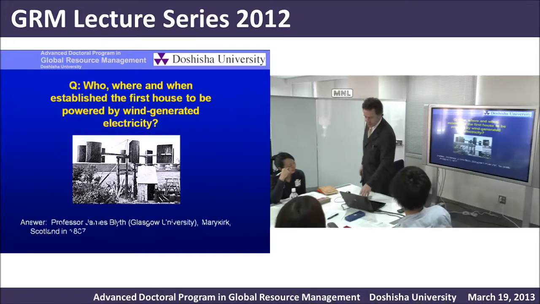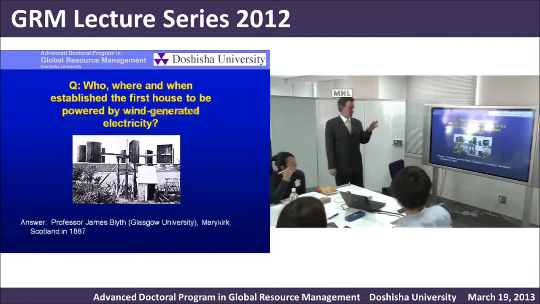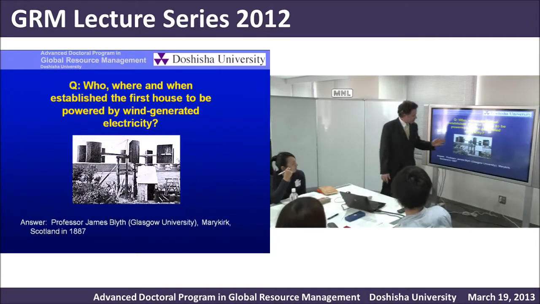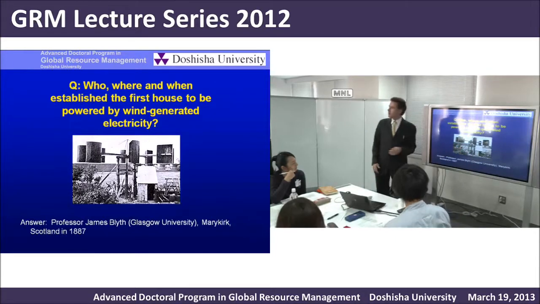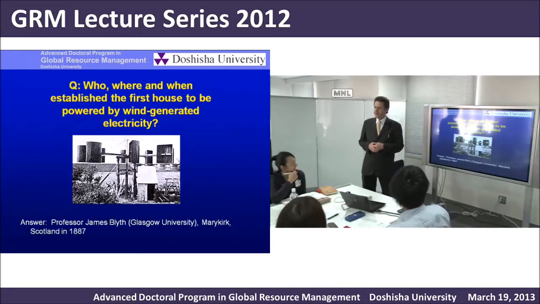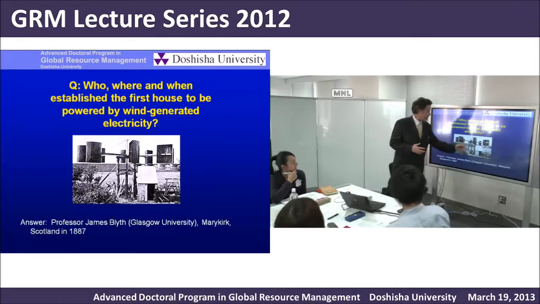And here is a picture of it. It's a black and white photograph from a very long time ago, so it gives a clue. And you can see it's a vertical axis wind turbine. Most of the wind turbines nowadays are horizontal axis, but this is a vertical axis wind turbine.